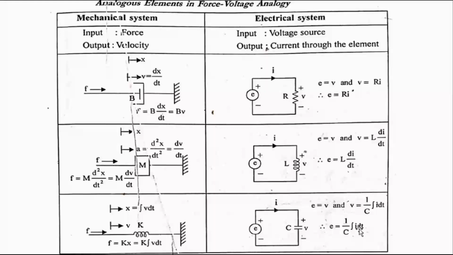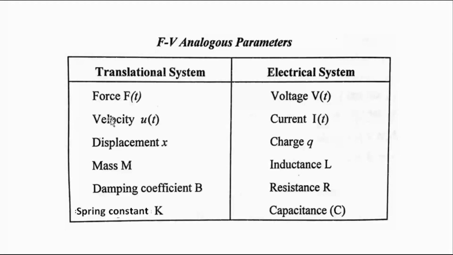Force voltage analogous system. The force voltage analogous parameters are: force in the mechanical system, voltage in the electrical system; velocity, that is V of t, here current I of t; displacement, here charge; mass, inductance; damping coefficient, the similar quantity in the electrical system is resistance; here K, that is the spring constant, here capacitance C. These are the similar analogous parameters for the force voltage analogy. This tabular column is very important.